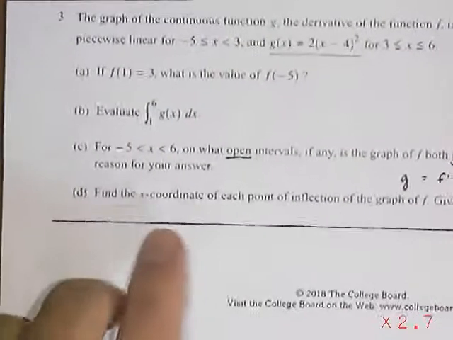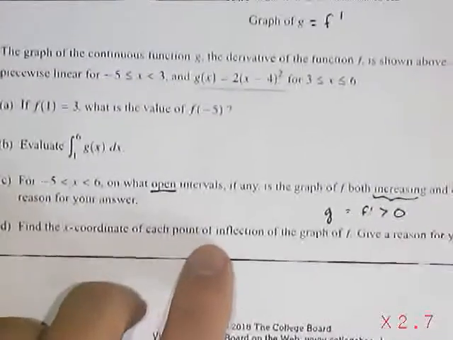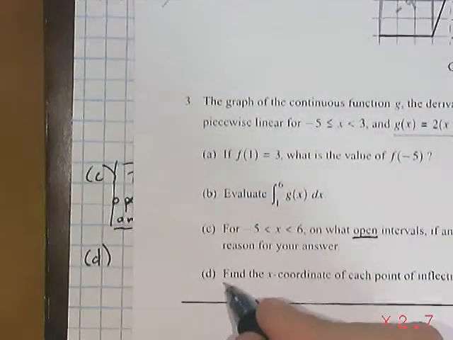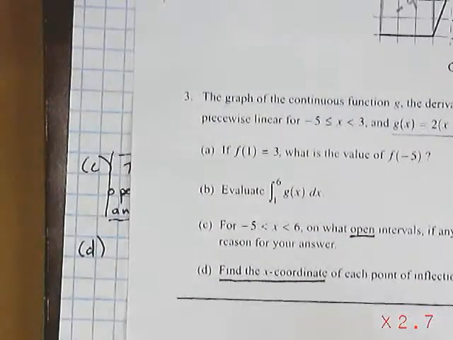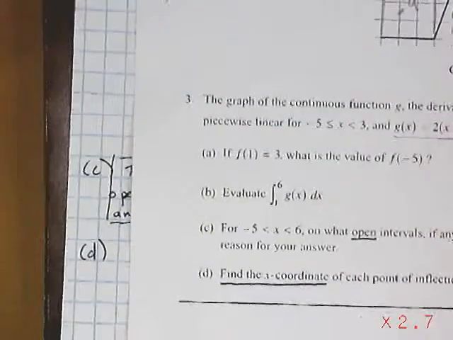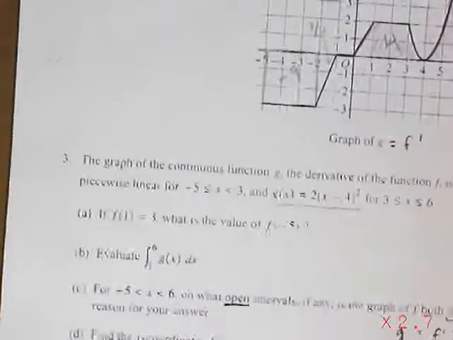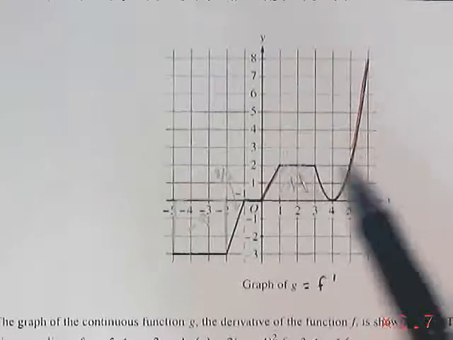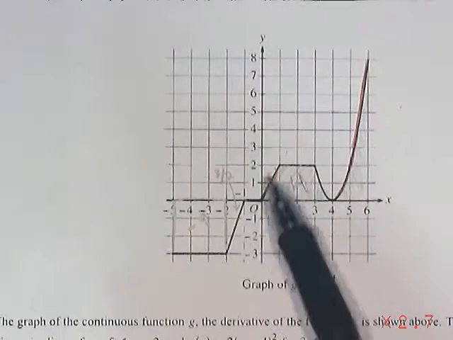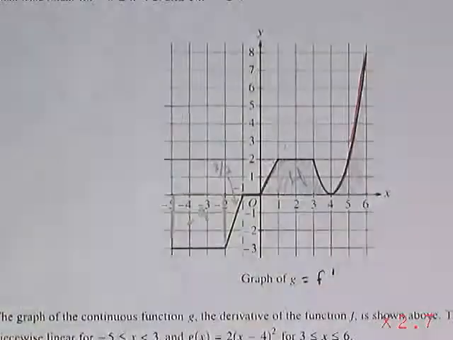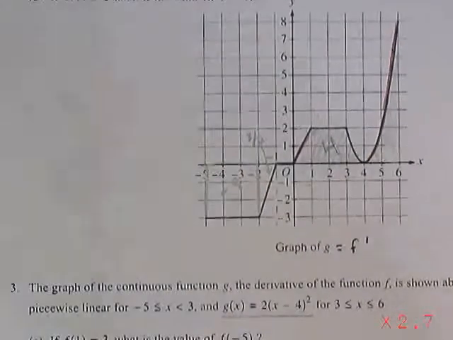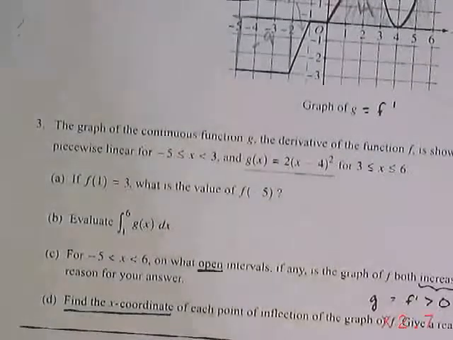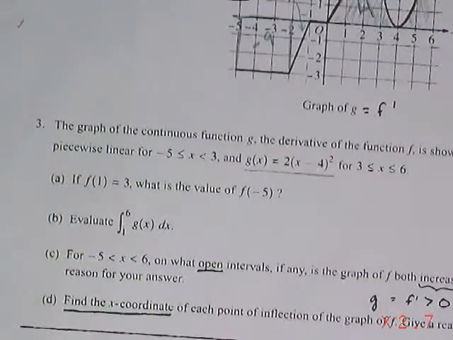Find the x-coordinate of each point of inflection on the graph of f. Give a reason for your answer. So we're just looking for the x-coordinate. Okay. So a point of inflection is going to be a point where our derivative goes from increasing to decreasing. Okay, from increasing to decreasing, where our concavity changes. Okay, points of inflection are where our concavity changes from either up to down or down to up.